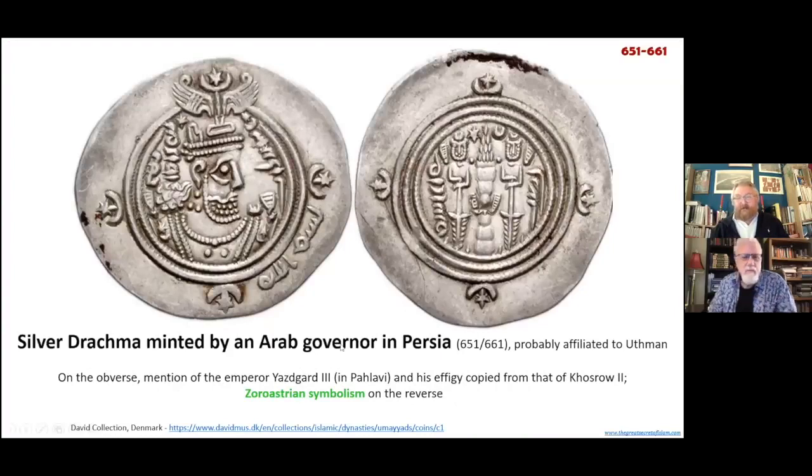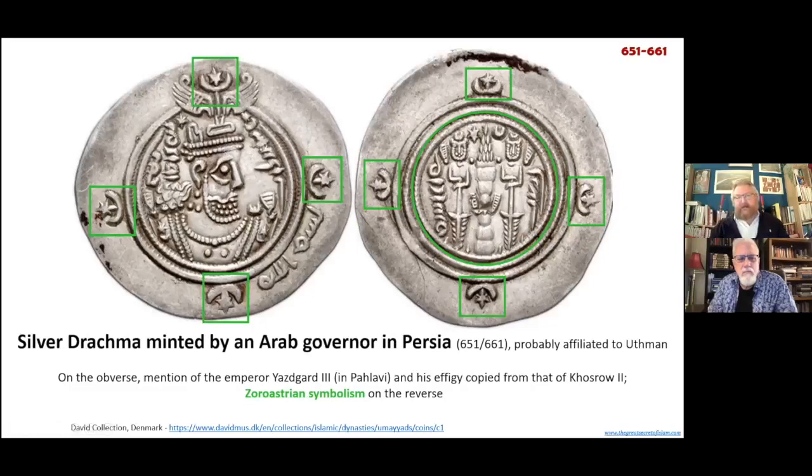It was minted by an Arab governor in Persia between 641 and 661. So should the standard Islamic narrative be true or realistic, this Arab ruler could have been affiliated to Uthman. Whether Uthman is a real or historical figure is another issue. We see the exact same Zoroastrian symbolism, and it's much clearer here. We can see the fire altar with the fire burning, the two priests or attendants to the fire, and also the crescents and the stars, and the figure of the emperor.